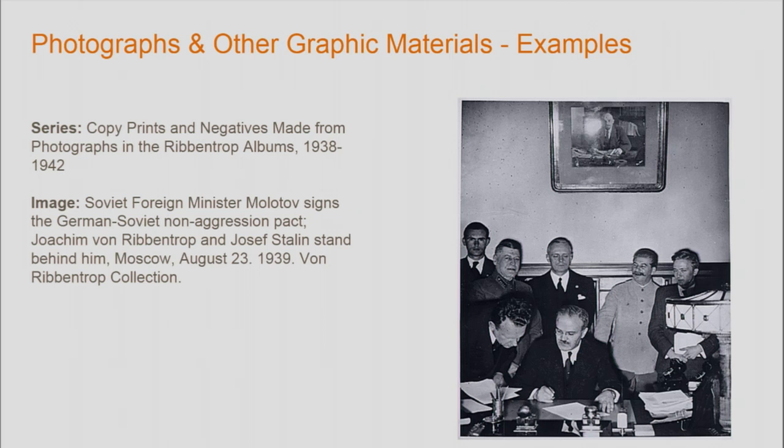You can see in the back the man with the white handkerchief. That is Ribbentrop. He was sort of high up in the German hierarchy. We have albums of images that he collected, and that's him and Stalin in the background watching the Soviet Foreign Minister Molotov sign a non-aggression pact. So, for example, they're all described in great detail in the catalog as well.